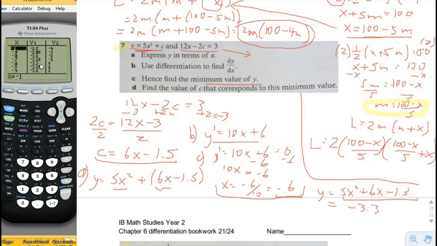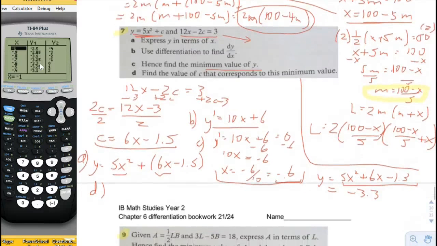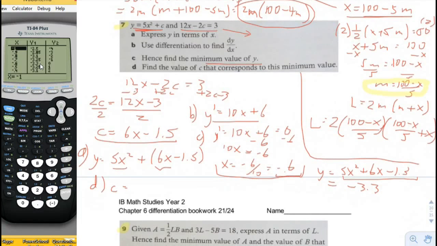Okay, that was C. Now finally D, the last part. Find the value of c that corresponds to this minimum value. Okay, let's see. We know that c is equal to 6x minus 1.5. So that means that if we know that x equals negative 0.6, then this would be 6 times negative 0.6 minus 1.5, which is going to be equal to negative 3.6 minus 1.5, which is equal to negative 5.1. Okay? And that's it for this section.